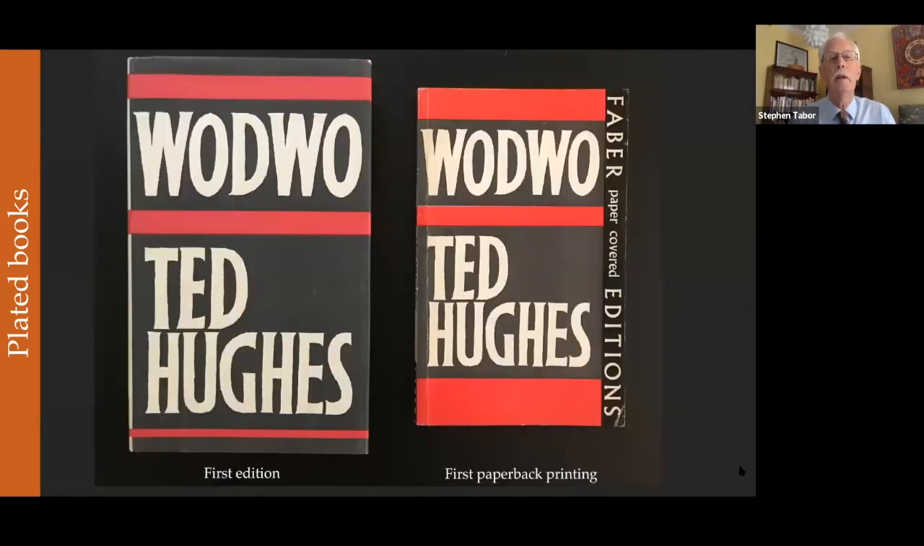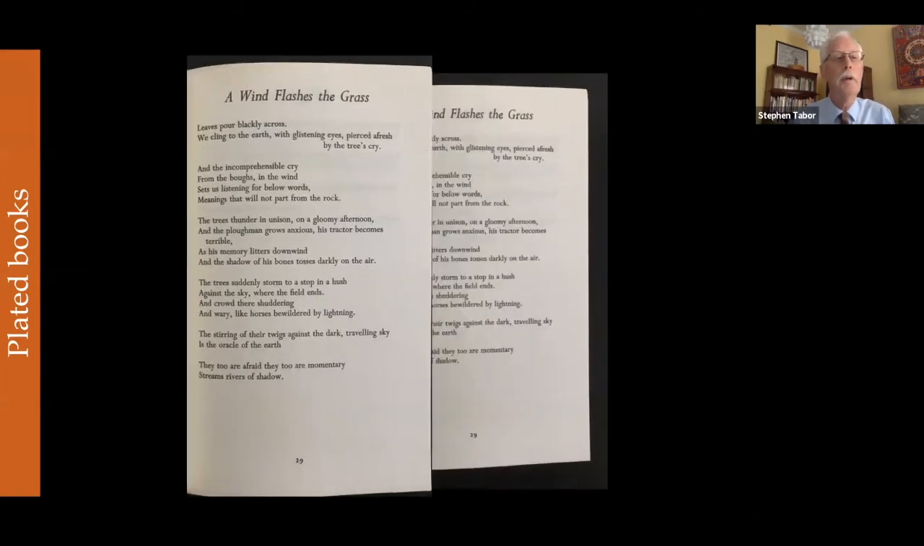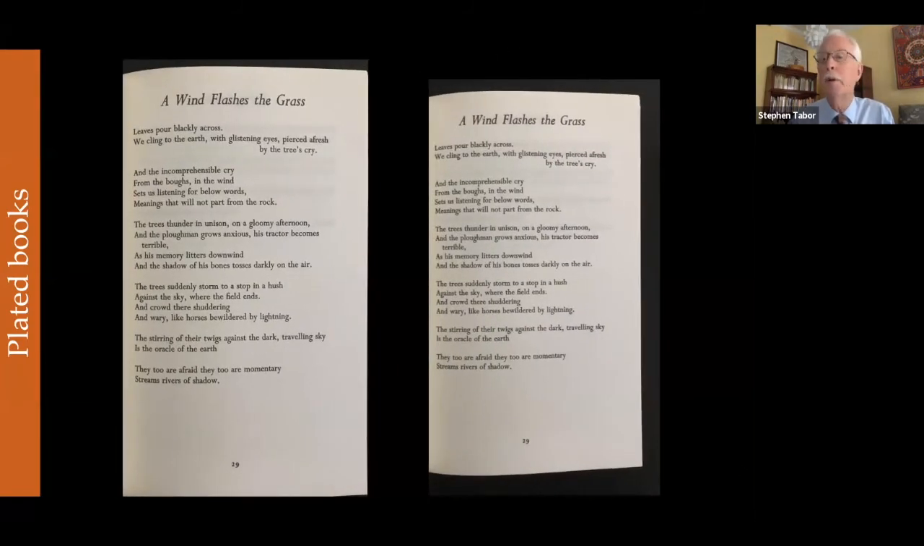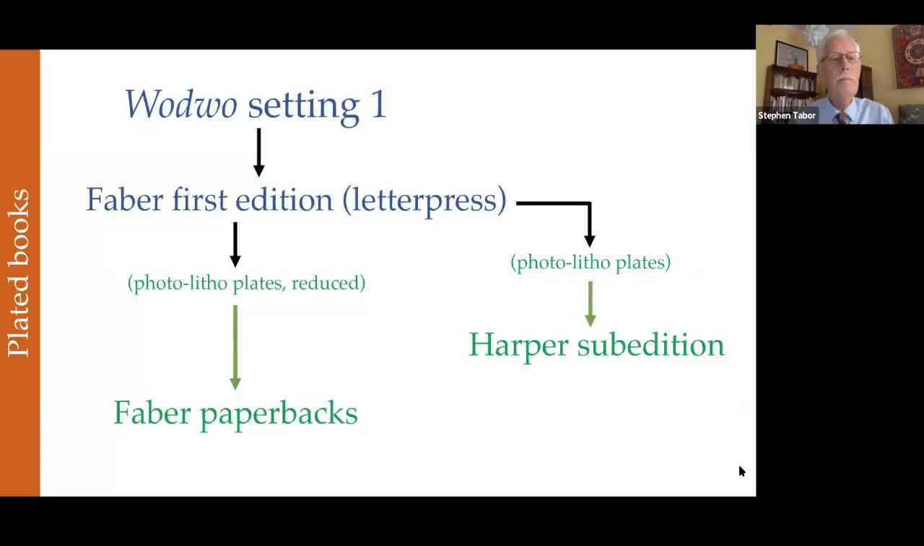When 4 years later, Faber decided to issue the book in paperback as a so-called Faber paper-covered edition, it also wasn't a new edition in the bibliographical sense. Like the Harper printing, it was an offset litho reproduction of the original setting, but this one was reduced to fit the smaller format. The type image is not quite as sharp as the first printing on the left because it's a photographic copy. You could diagram the situation like this.